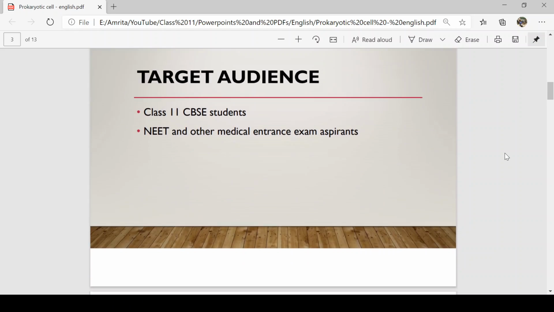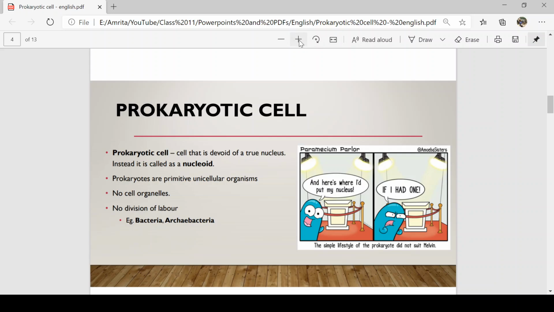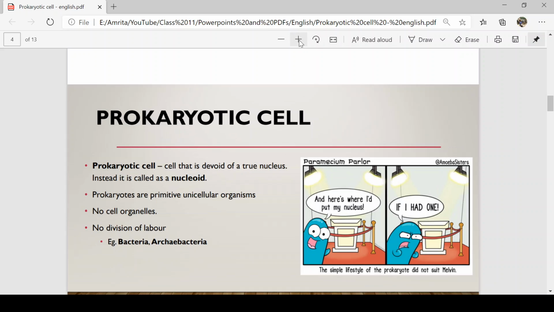So let's move ahead to the topic. In the previous video, we spoke about cell theory, cell life, what are the types, and all of that. So let's move ahead to the prokaryotic cell. In this, we'll do a detailed study about the general characteristics.